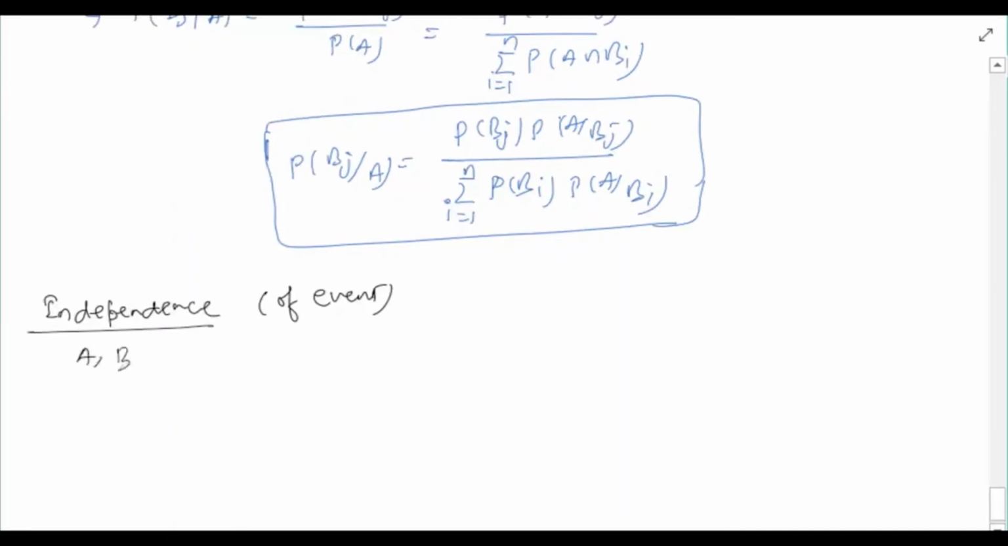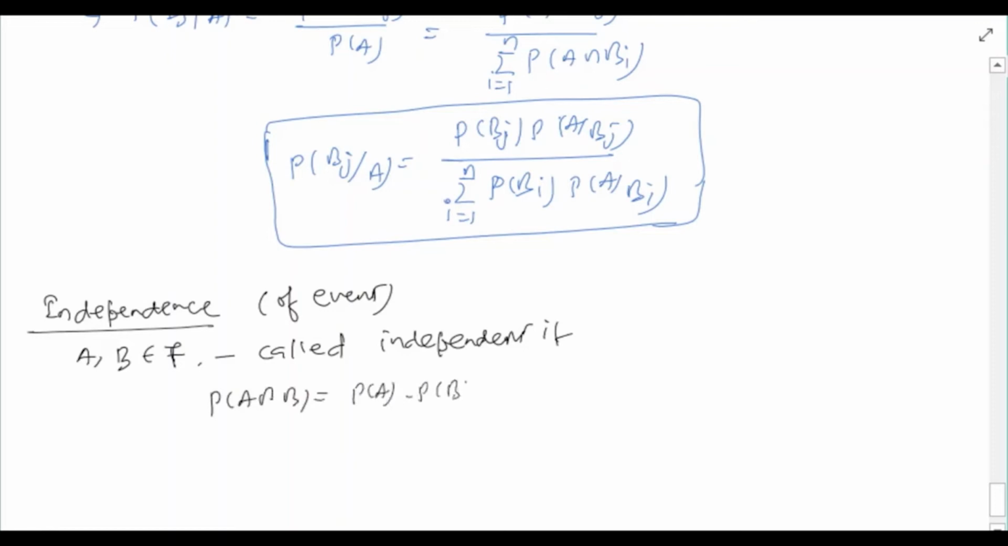Say A and B are two events. These are called independent if probability of A intersection B is probability of A times probability of B.